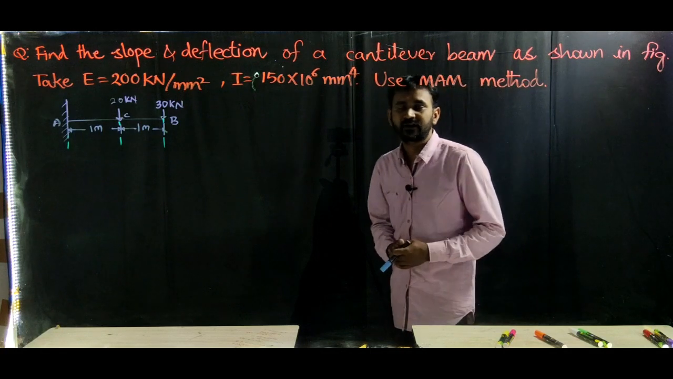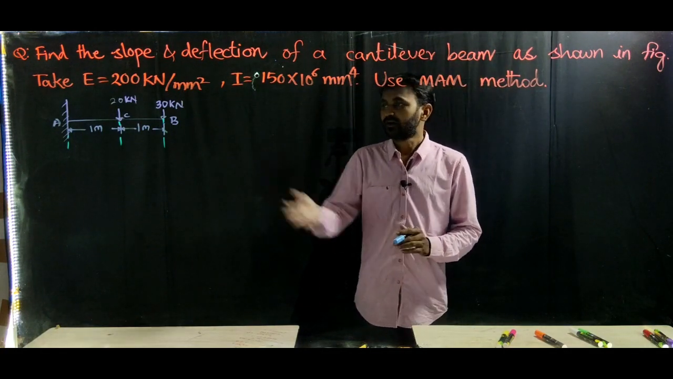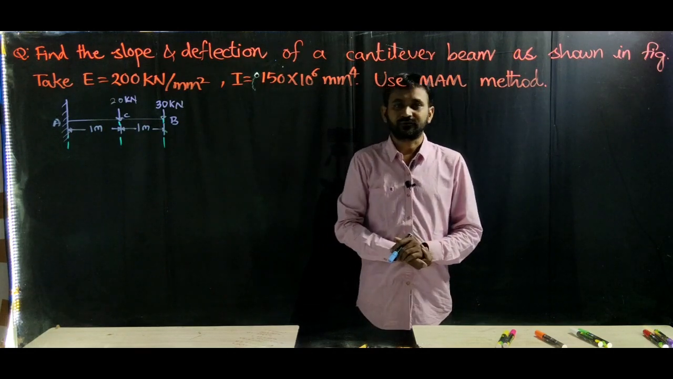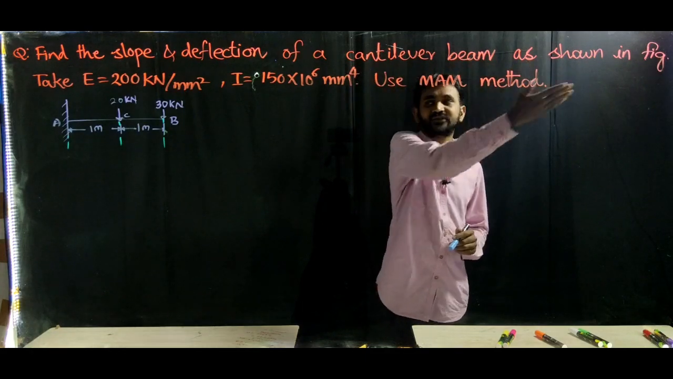Yes friends, we are going to see one more problem. In the previous problem we have seen a cantilever with only a single point load. Now in the case of two point loads, how will it be? So here the question is, find the slope and deflection of a cantilever beam as shown in the figure.